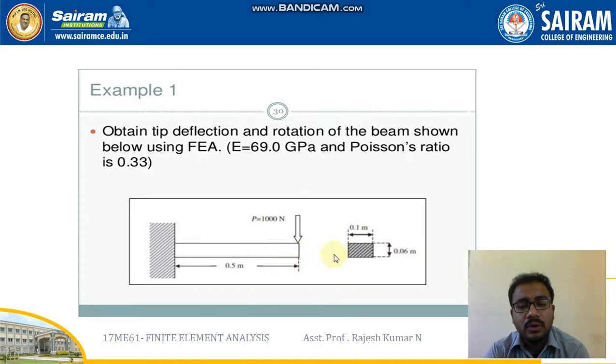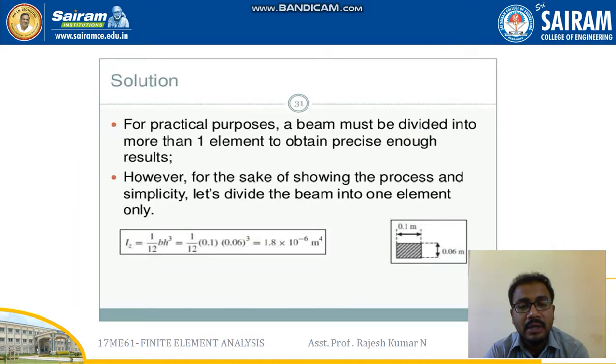Before moving to solving, one must be very clear with the units of all the data. Young's modulus is given in gigapascal, that is 10 power 9 Newton per meter square. Length and even other data is given in meters. So it is better to keep all the given data in the meter unit. So we shall start the problem by writing the given data.